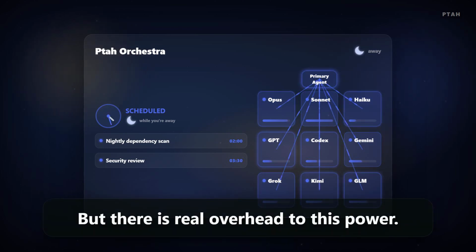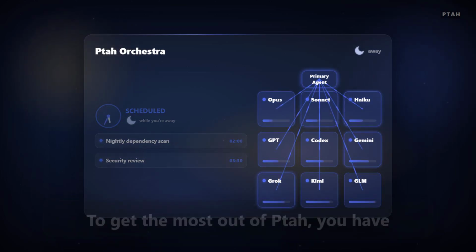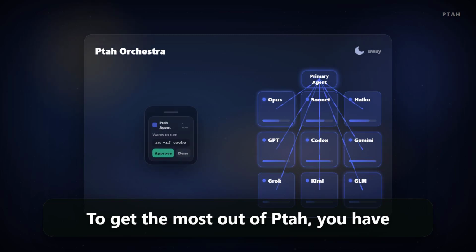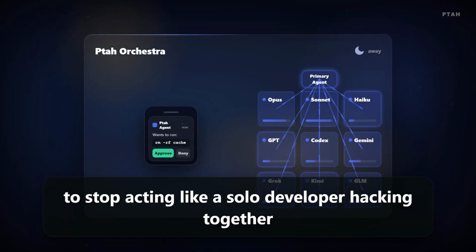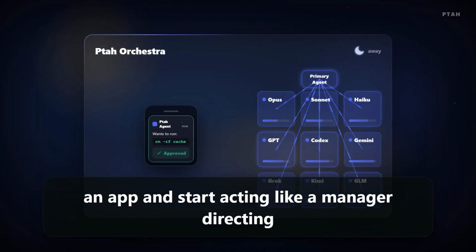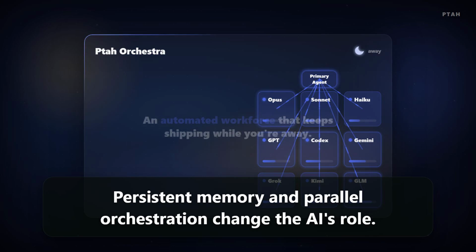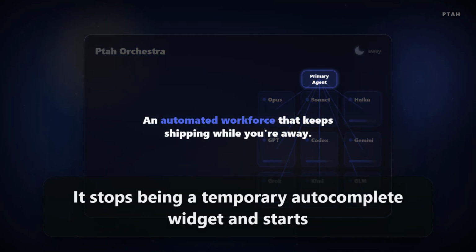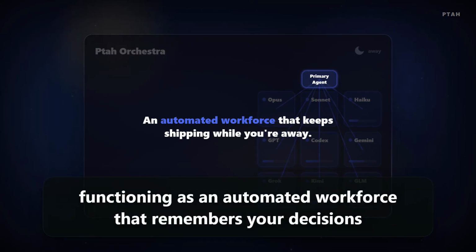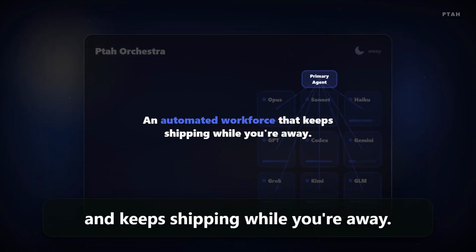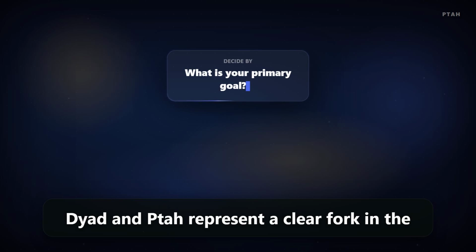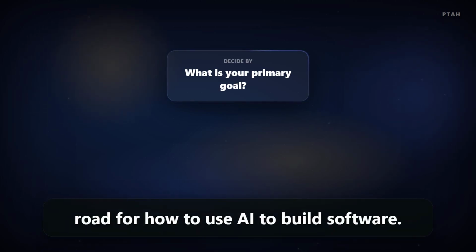But there is real overhead to this power. To get the most out of Ptah, you have to stop acting like a solo developer hacking together an app and start acting like a manager directing an engineering team. Persistent memory and parallel orchestration change the AI's role. It stops being a temporary autocomplete widget and starts functioning as an automated workforce that remembers your decisions and keeps shipping while you're away. Dyad and Ptah represent a clear fork in the road for how to use AI to build software.